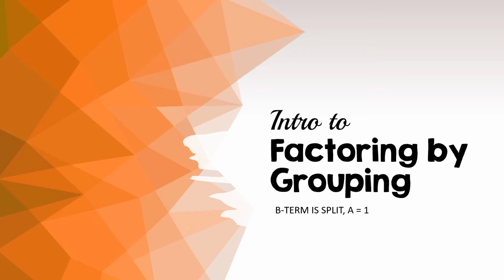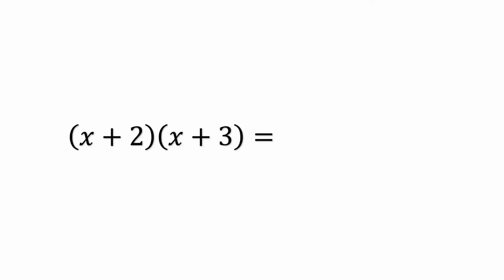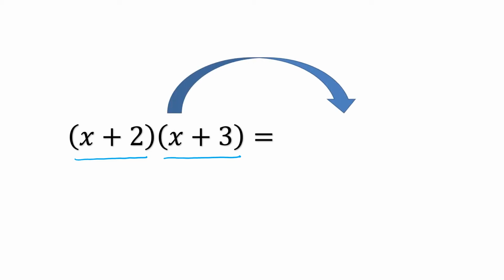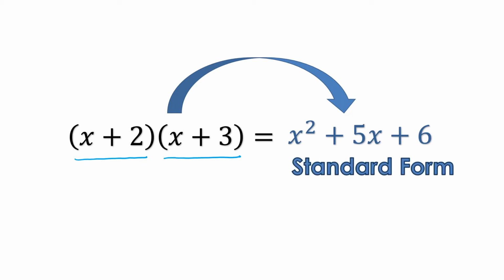Let's look at factoring by grouping. If we look at the expression, the quantity of x plus 2 times the quantity of x plus 3, the quantity of x plus 2 is one factor, and the quantity of x plus 3 is another factor. If we multiply these factors out to get x squared plus 5x plus 6, we've rewritten the expression in standard form. The process of going from the factored form to the standard form is called expanding. We did a lot of this when we were multiplying polynomials.